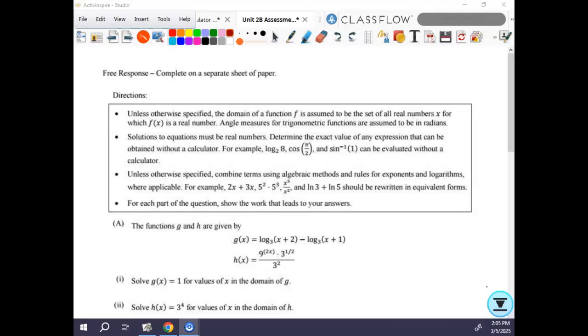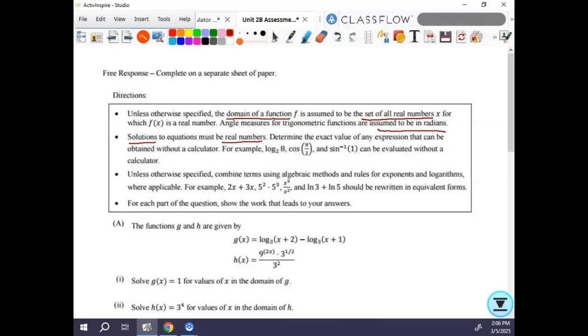So this says, unless otherwise specified, the domain of function f is assumed to be the set of all real numbers. Okay, so we're assuming that. If you have any angle measures, they're assumed to be in radians. Again, that will not happen tomorrow because that's Unit 3 and we're only going through the end of Unit 2. Solutions to equations must be real numbers, so there won't be any imaginary stuff here.